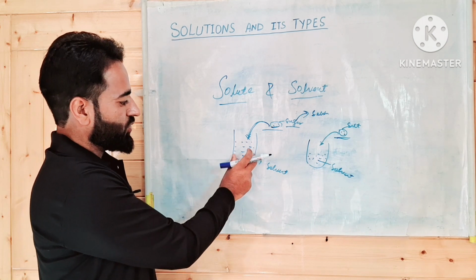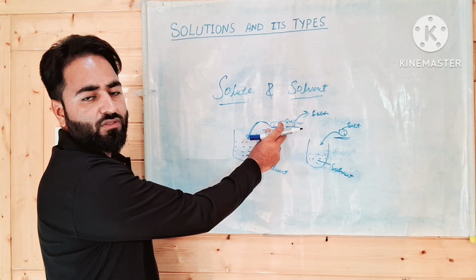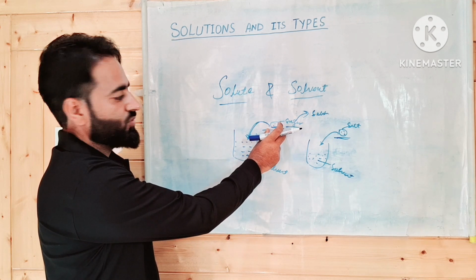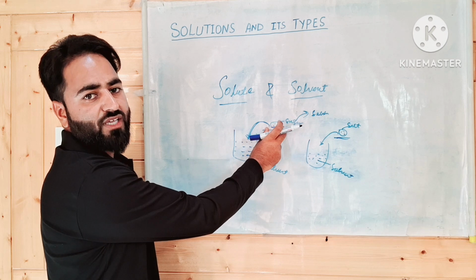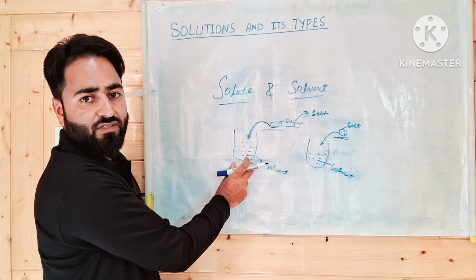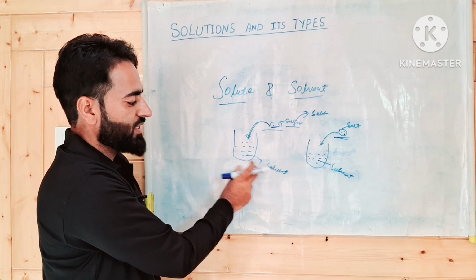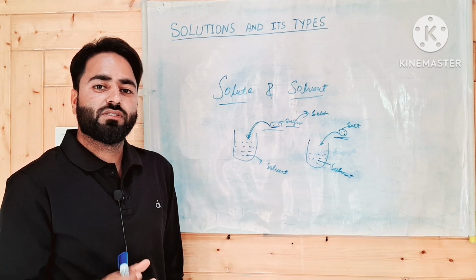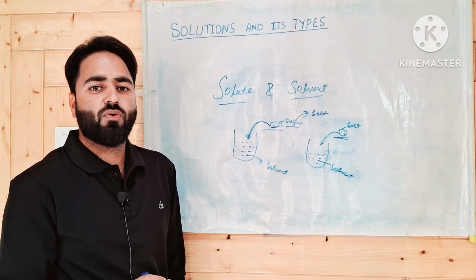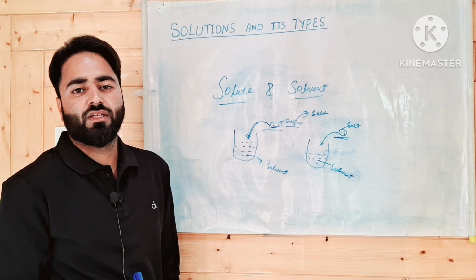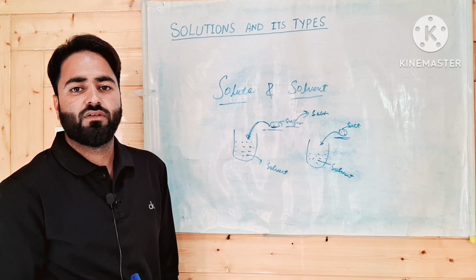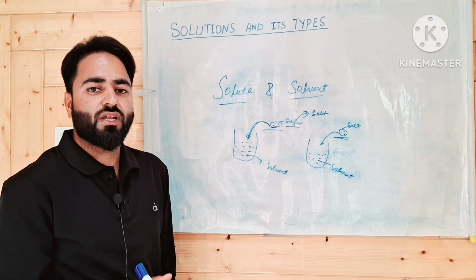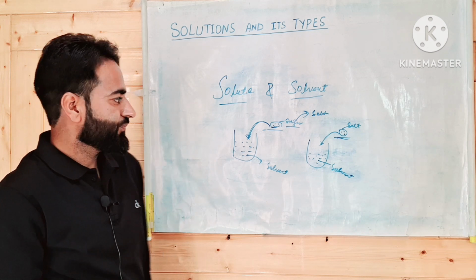Here in a sugar solution, sugar is in less amount, so it is considered as solute. The water is in greater amount, so it is considered as solvent. So the substance which is present in lesser amount is called solute, and the substance which is present in larger amount is called solvent.